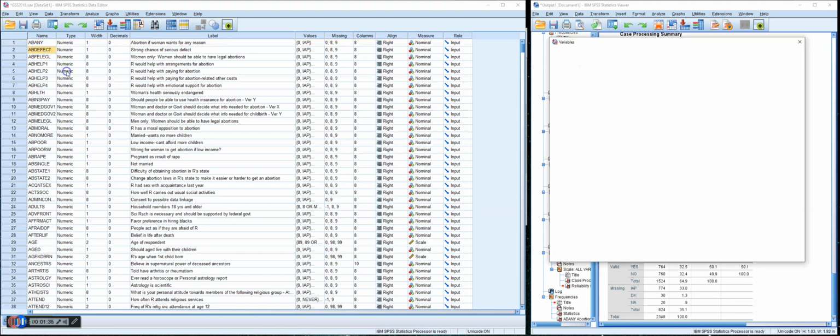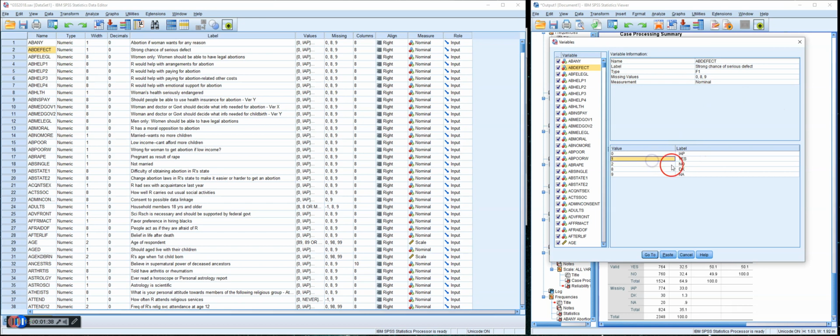This variable is as well yes and no: if the baby in the womb has a strong chance of a serious defect, maybe they are agreeing about the abortion. So we can see a pattern: if the variable is coded as 1, that is agreeing about the abortion, and if coded as 2, that is not agreeing. So it means that the people are not agreeing about the abortion. So there are other variables as well.